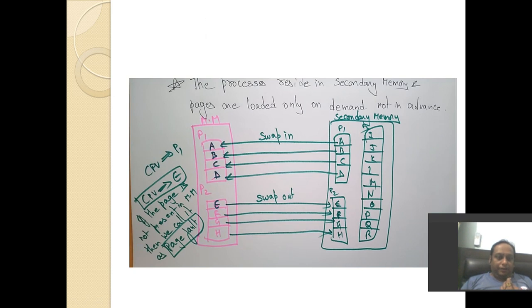Right now, after the P1 process, if the CPU demands E, that is, the E page of the P2 process, and the page is not present in the main memory, then we call it a page fault. As in the earlier example, we swapped out that page to the secondary memory, so it is not available in the main memory. This occurrence is called a page fault: that particular page is not available in the main memory.